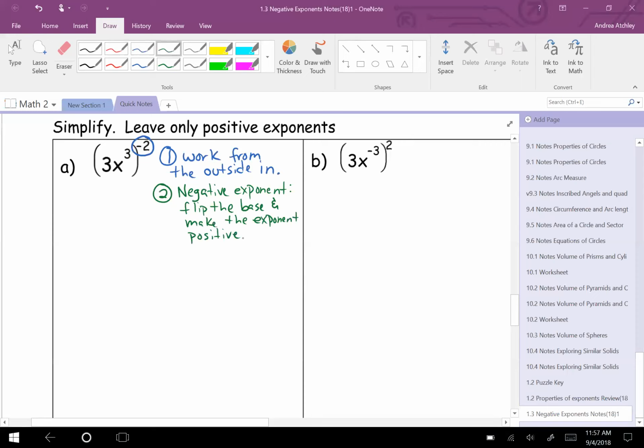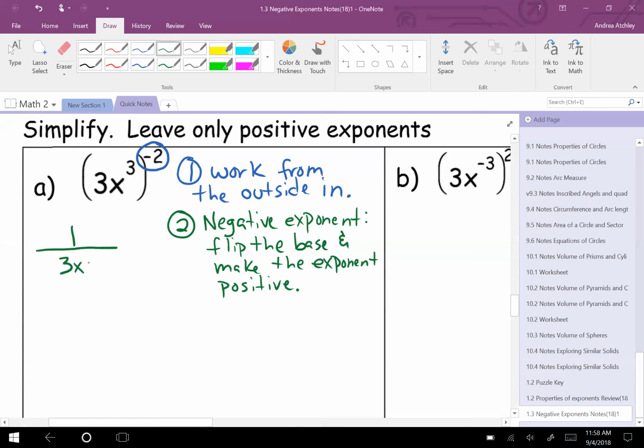You're gonna have the negative exponent. You're gonna flip the base and make the exponent positive. The base in this case is everything in those parentheses. So it's gonna be 1 over 3x cubed, the whole thing squared.